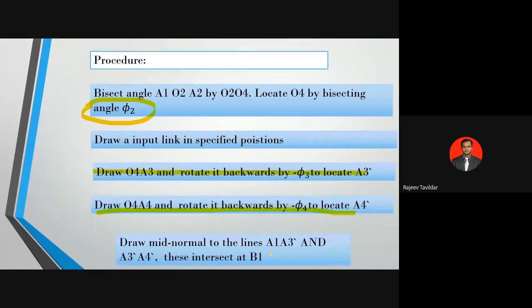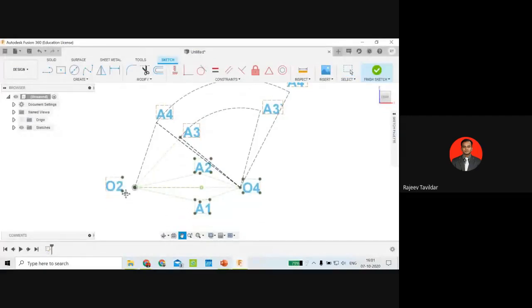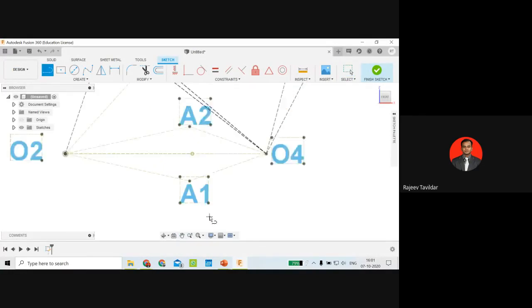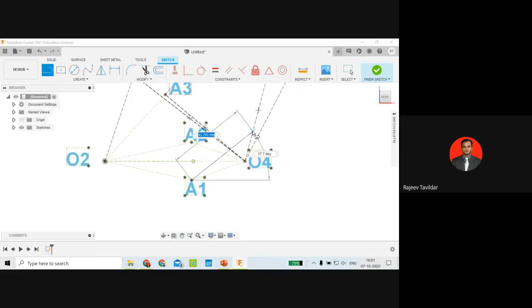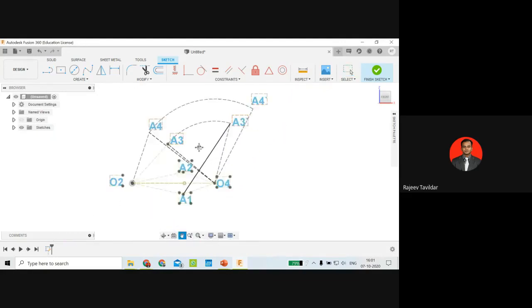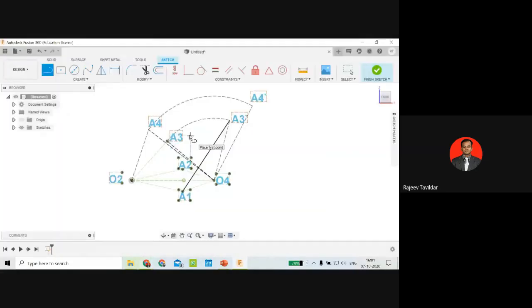So I need to draw mid normal from A1 and A3 dash. So let me do that first. A1 and A3 dash. So I will join A1 and A3 dash. I need to draw mid normal from this line, and another line is A3 dash and A4 dash. So let us draw the mid normals for these two lines.